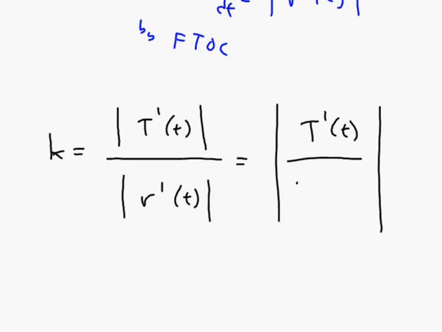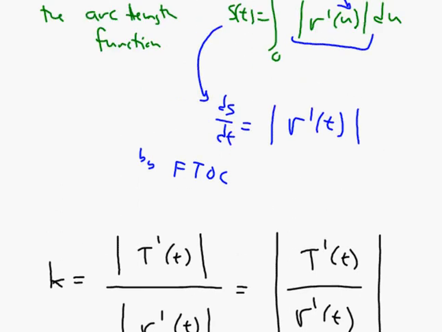Okay? Now, this is sort of a nice way to write curvature because it's written in terms of things that we know. For example, we would know r of t. We couldn't even ask for curvature unless we had a function. So we would be able to find r prime of t pretty easily. And we know how to find T prime of t also, because you can find the unit tangent vector. And then once we found the unit tangent vector, we can take the derivative of that. So that's sort of nice. And it's a little easier to deal with than the original definition of curvature.